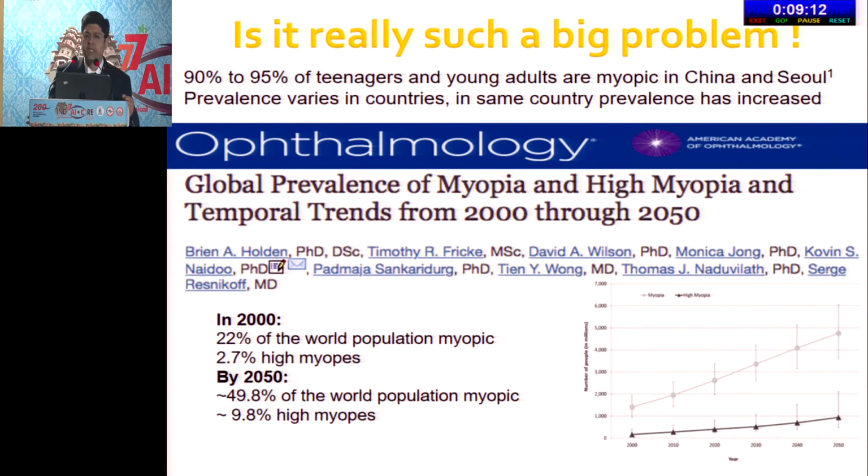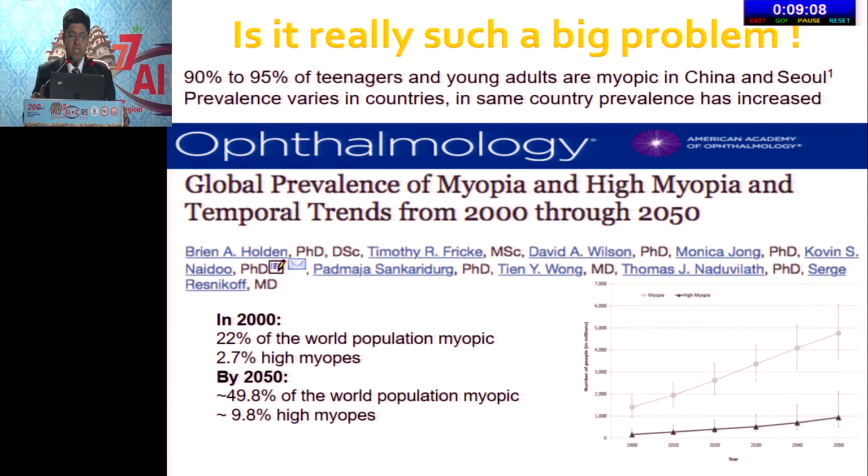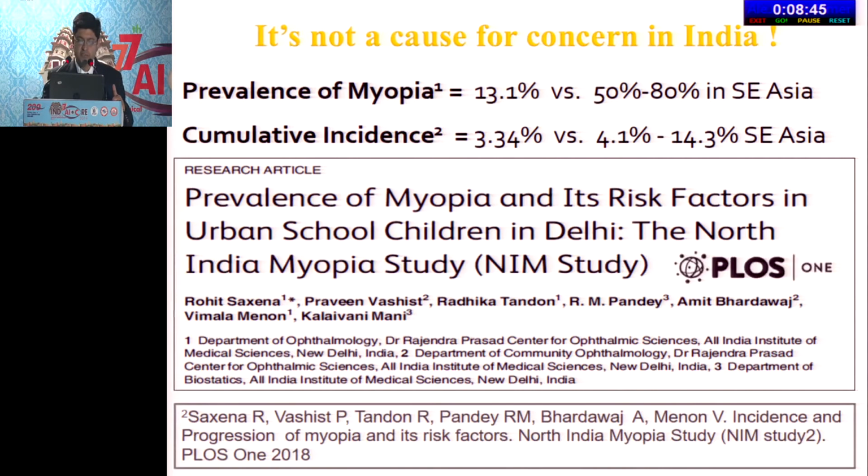It was a predictive trend analysis that they made, and they said that in 2000, about 22% of the world's population was myopic and 2.7% were high myopes. But by 2050, nearly 50% of the world's population will be myopic, and nearly 10% of them would be high myopes. So besides the RILs, they would really be requiring a lot more intervention, particularly related to the retina.